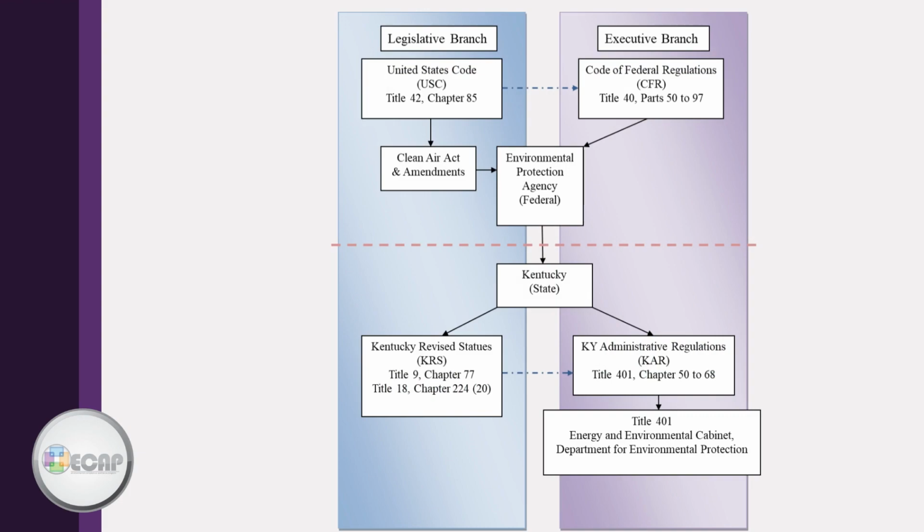As we mentioned, Congress passed the Clean Air Act and its amendments, which gave authority to the EPA. The EPA regulates or delegates regulatory authority to the state. The state then has the authority to create environmental regulations that are at least as stringent as the federal requirements. Kentucky used that authority to create the Energy and Environment Cabinet and the Department for Environmental Protection to enforce air quality regulations.